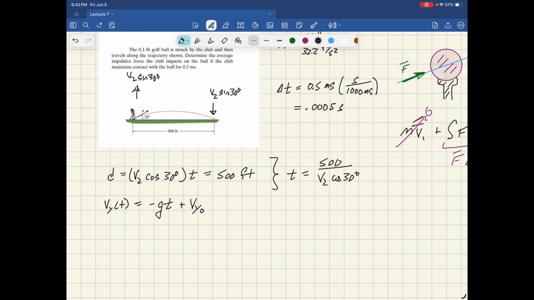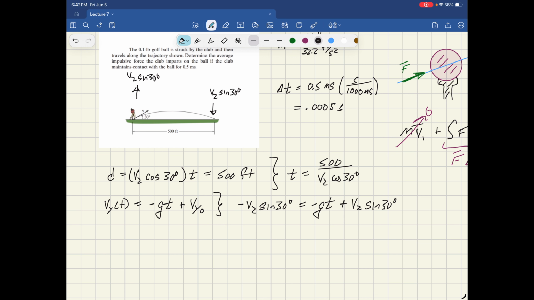What goes up must come down. So it takes off with a certain upward velocity. When it hits the ground, it has the same velocity, but they're in opposite directions. So what we get over here is, this is the final velocity over here. So minus v2 sine 30 degrees equals minus gt plus the initial velocity, which is v2 times the sine of 30 degrees.